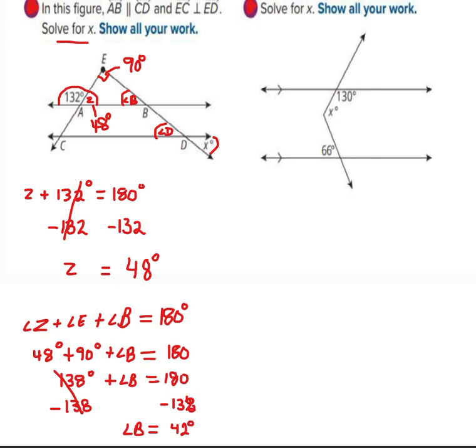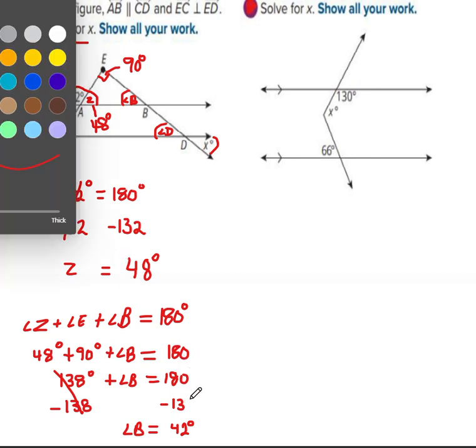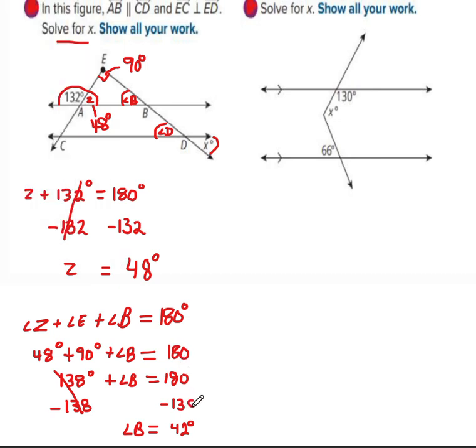And since the measurement of angle B is the same as the measurement of angle X, then we know that angle X is equal to 42 degrees. So I'm going to say, therefore, the measurement of angle X, which is what we want to find, is equal to 42 degrees. And that's the answer for this question.